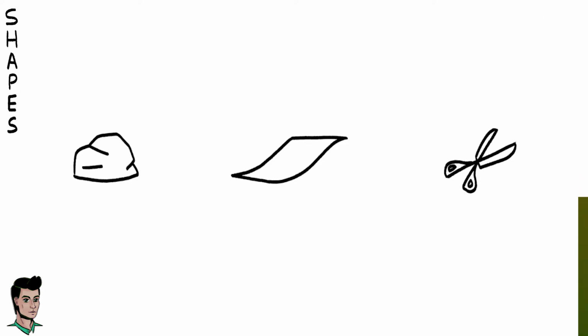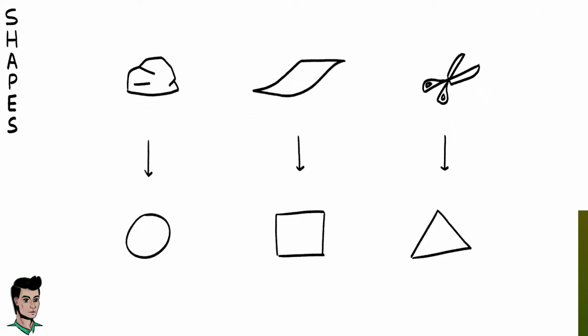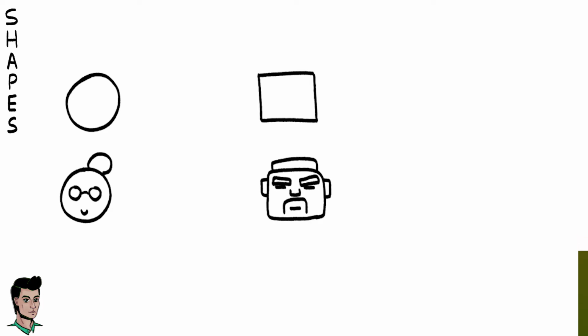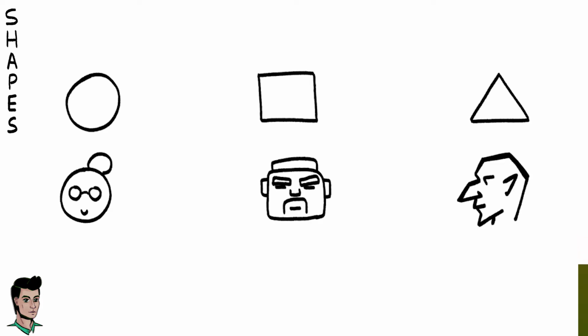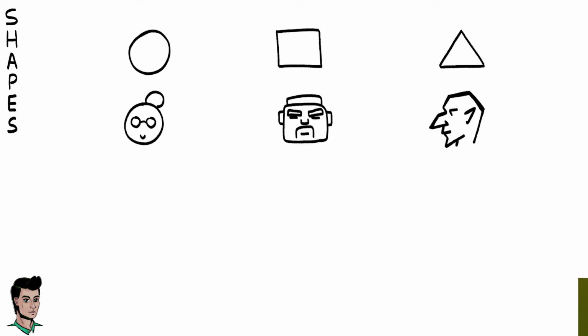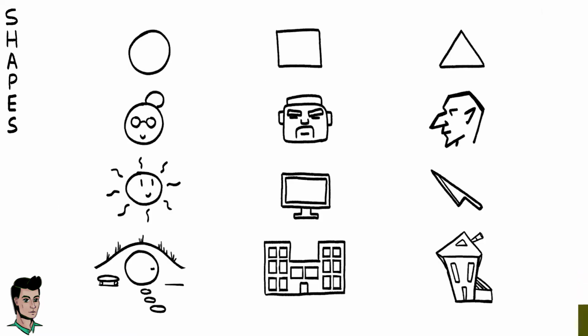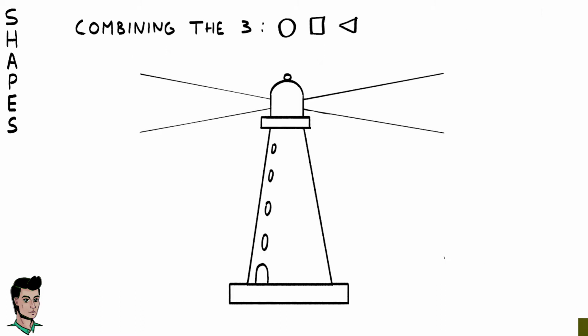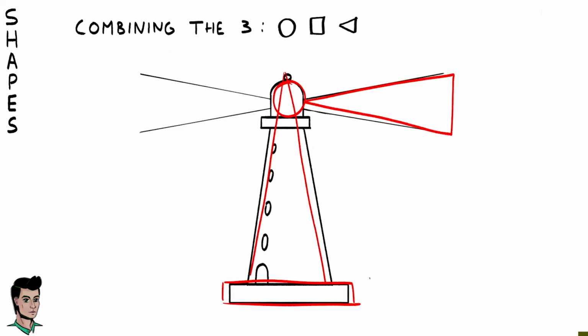There are 3 basic shapes that have an implied meaning: circle, square and triangle. Circle is happy and funny. Square is strong and stable. Triangle is edgy and dangerous. This doesn't apply only to characters, but also settings or anything else. Considering the 3 makes for a more complete drawing.